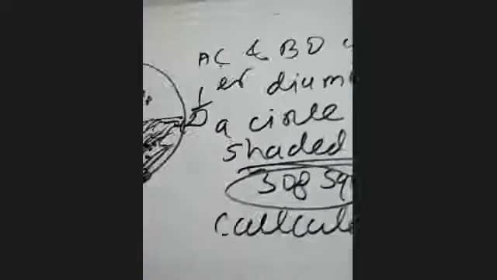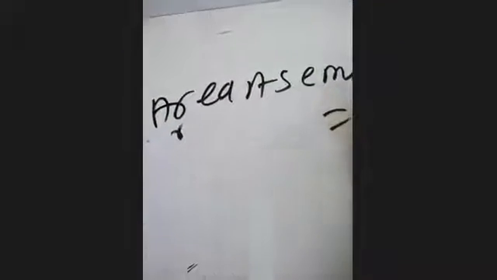What does it mean? Area of semicircle is 308 centimeter square. Then what is the area of the circle? The area of the circle will be 2 into 308. What is the formula of the area of a circle? Pi r square equals 2 into 308. The diameter you obtain is 28. Let us calculate.